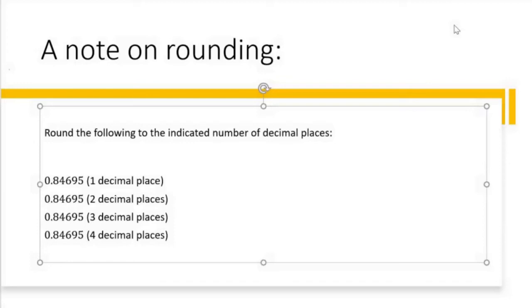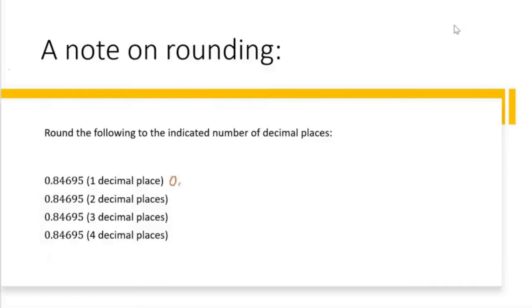Let's look at rounding values. We'll take the same number, 0.84695, and round it to the indicated number of decimal places. We're asked to round first to one decimal place, or the nearest tenth, or you can think of this as the nearest 0.1. In the second place, to the nearest hundredth, or 0.01.